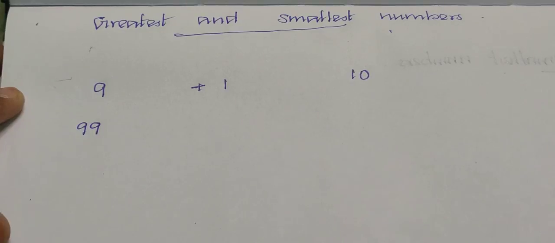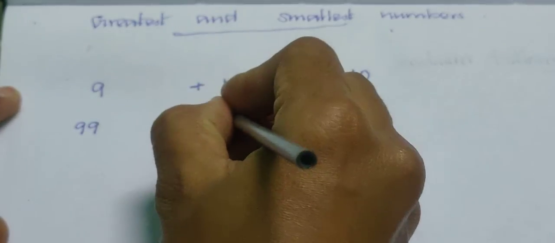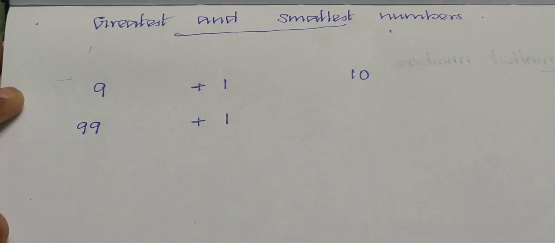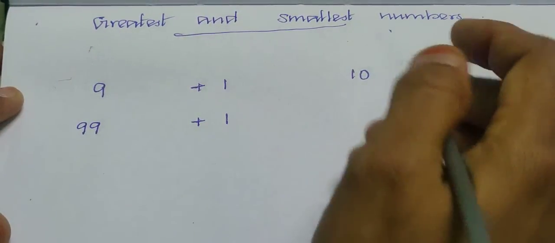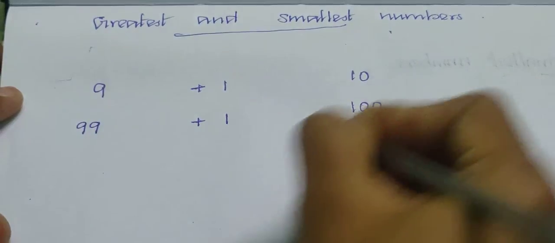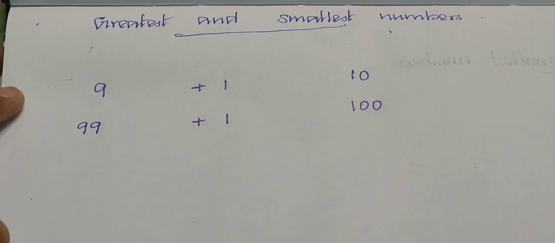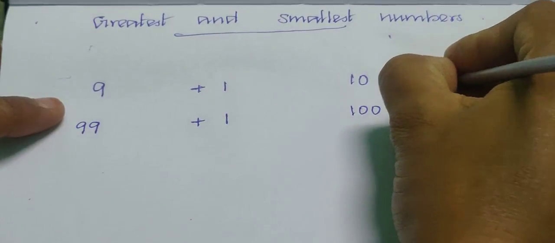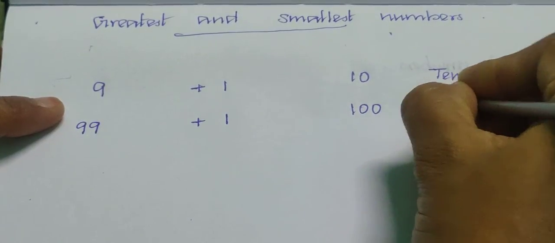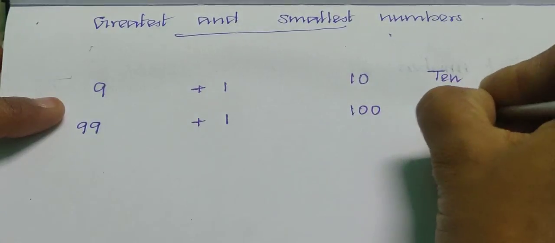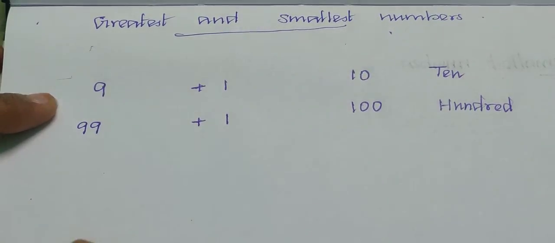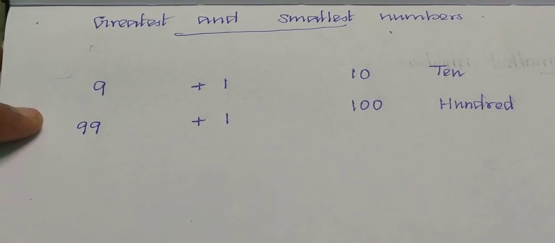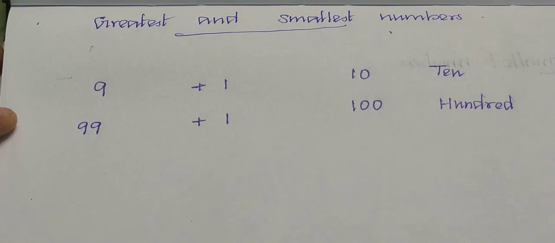If you are adding plus 1 to this, what will you get? 99 plus 1 is 100. So, 100 is the smallest three-digit number. Write the number name also. So it's 10 and it is 100. HUNDRED, 100.